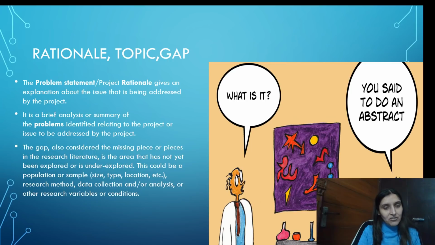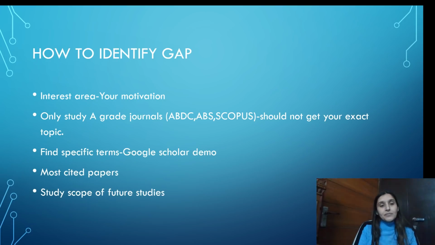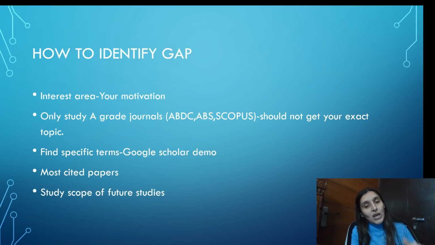This itself is a gap, and it can be taken as a very fruitful topic of research. Okay, so how do you identify a gap? How do you identify what is to be done and what is not to be done? First thing is motivation. Sometimes you can go by your instinct, but end of the day, you have to study all the past research which has happened.